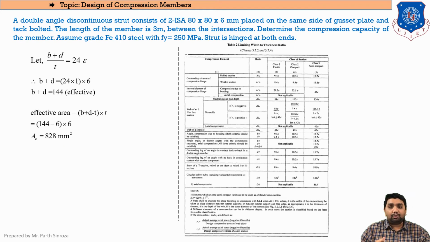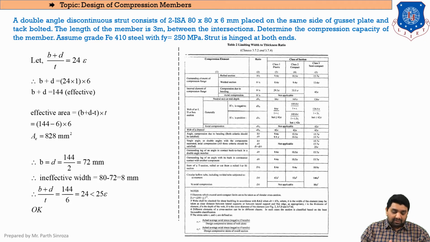Now we will just prove whether what we have solved is correct or not. So we will randomly use this case, that is B plus D was 144. As you can see that it is an equal section, so B will be equal to D, and it is proved that B plus D equals 144. So both our dimensions will be the same. So you can write that B equal to D equal to 144 by 2, that comes out to be 72 mm. So our total length was 80 mm, out of which 72 mm is only effective. So the ineffective portion will be 8 mm. Clear?